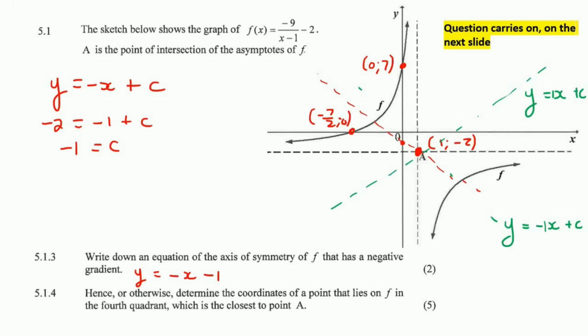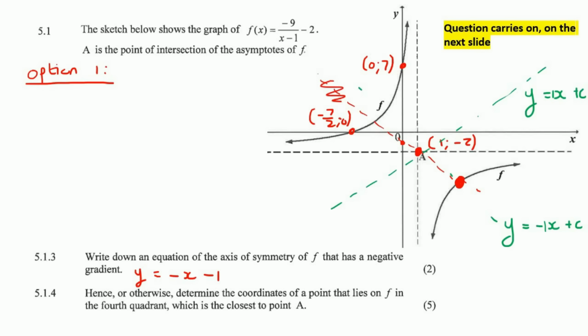For 5 marks, hence or otherwise determine the coordinates of a point that lies on f in the 4th quadrant, which is closest to point A. Okay, so they're talking about this point over here. So there are multiple ways that you can do this. Option 1, which is the option I don't recommend because I think it'll just take quite long, is where you can literally take this new line that we've just worked out. We worked out its equation as this. And we simply substitute that into this equation. And that'll tell you where the two equations intersect, which would be here. And it would also be here. And that's what we would be looking for.